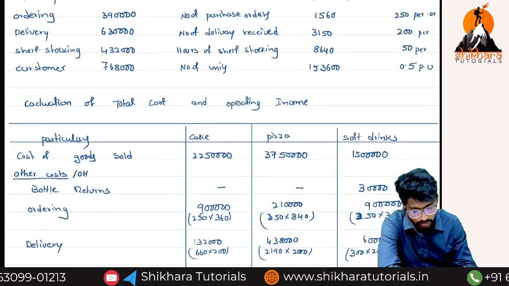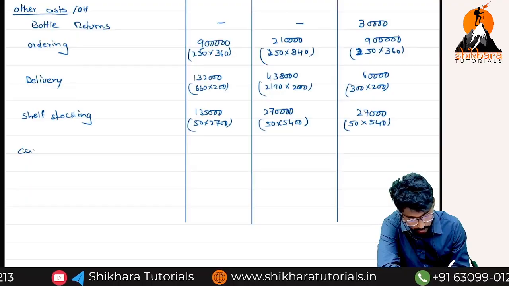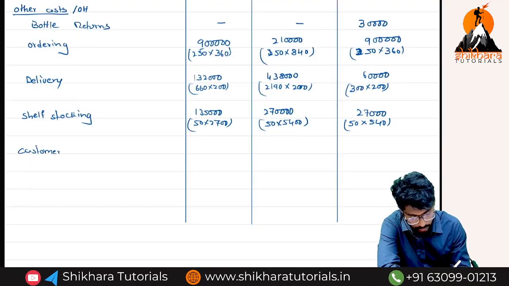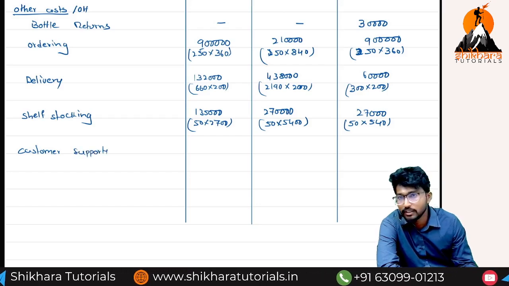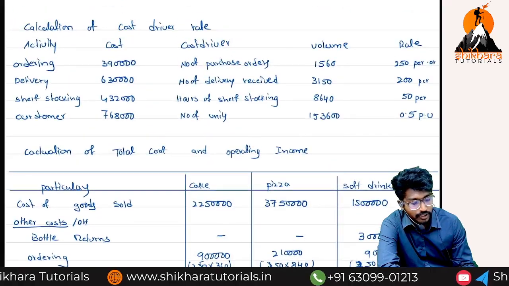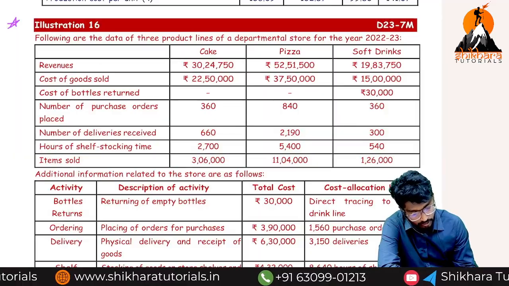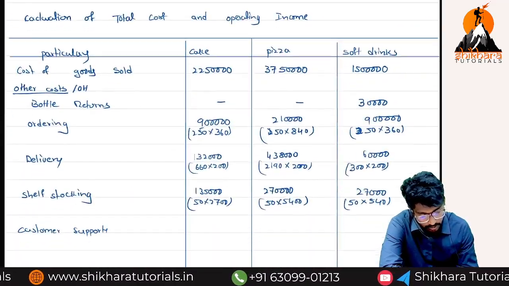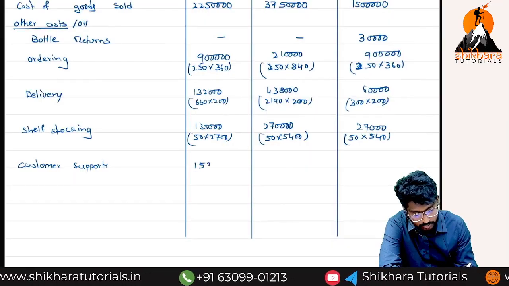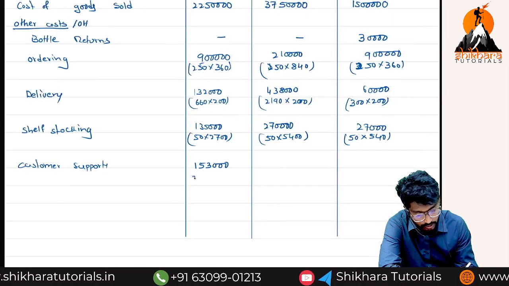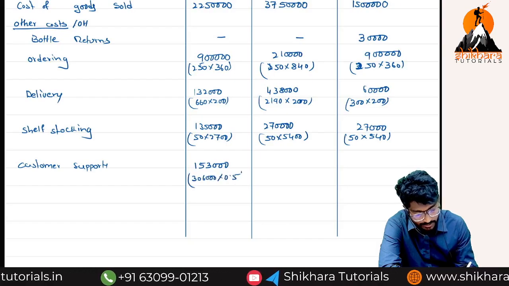Next, finally, customer support. What is the cost driver? The cost driver is number of units. Per unit it is 0.5. Now, how many units? What is the sales of cake? 3,06,000. That means 1,53,000. 3,06,000 into 0.5.